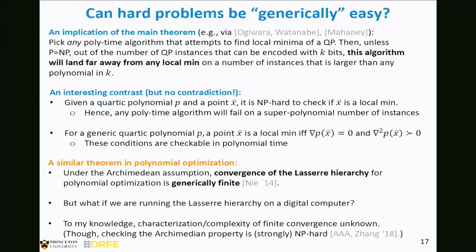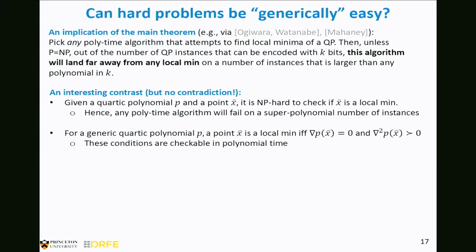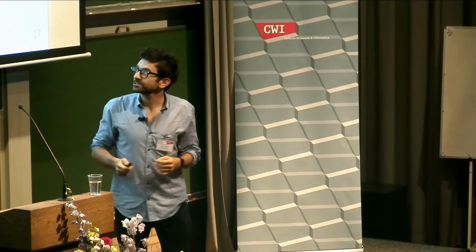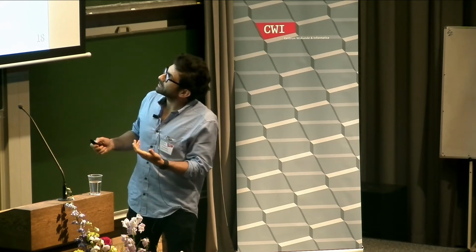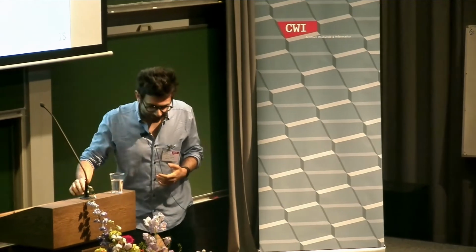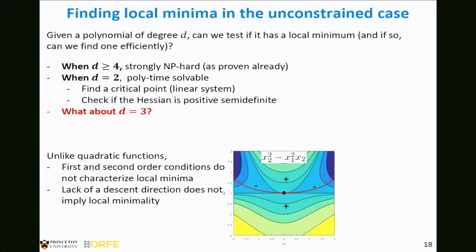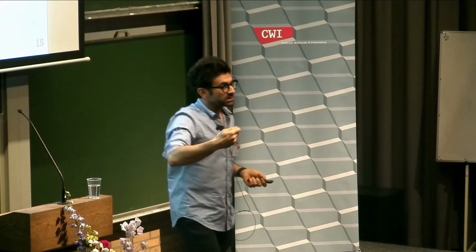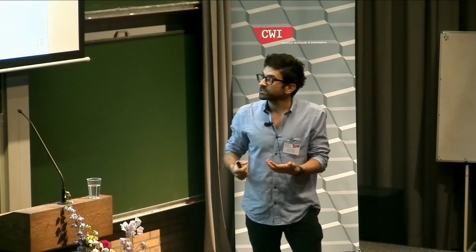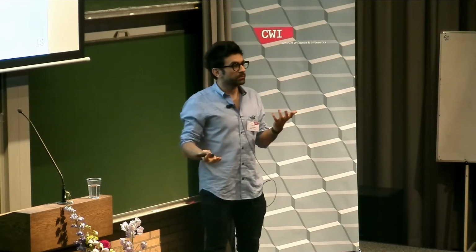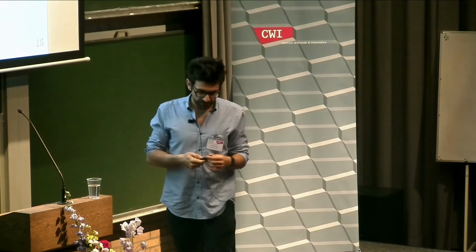So I think it's best if I completely skip the last part of the talk. I apologize for that. But the last part was actually more positive. There's a positive result about cubic polynomials where you can solve the recognition problem: if you have a cubic polynomial, you can test a point. And why cubic? Because this is the only case left in polynomial optimization, if you think about it. You can also solve the search problem: given a cubic, tell me if it has a local min, and if so, return one. You can do this with semi-definite programming.